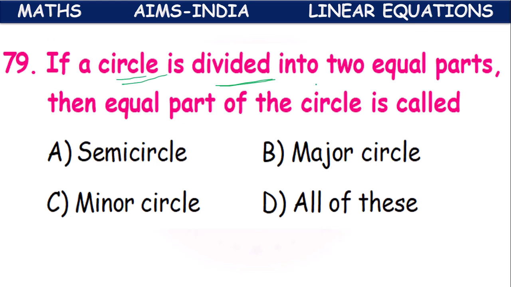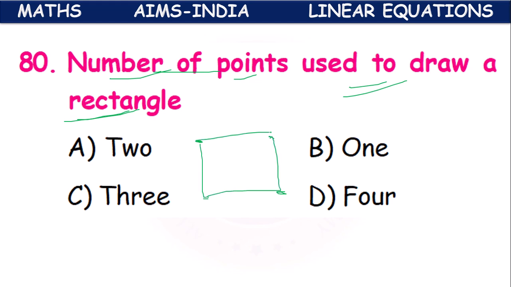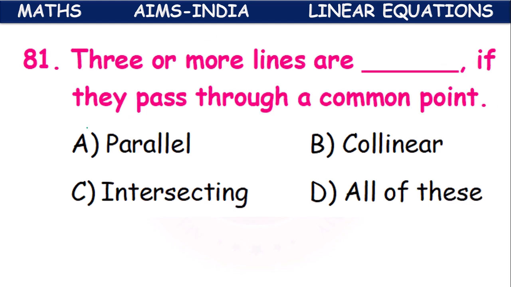If a circle is divided into 2 equal parts, each part is called as a semicircle. Number of points used to draw a rectangle. Rectangle can be drawn with the help of 4 points.